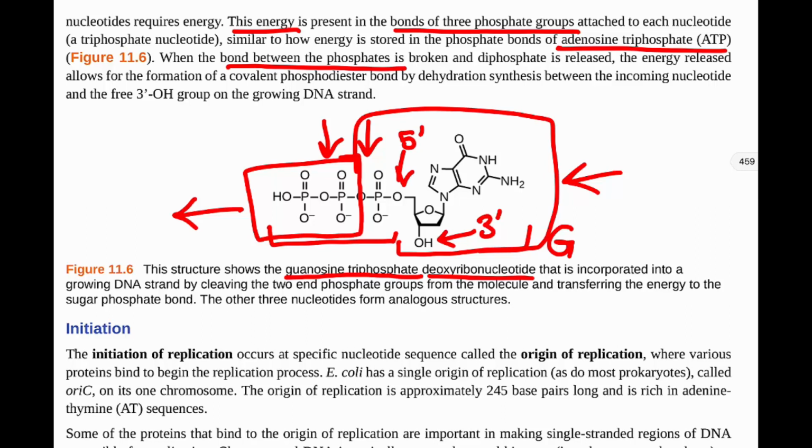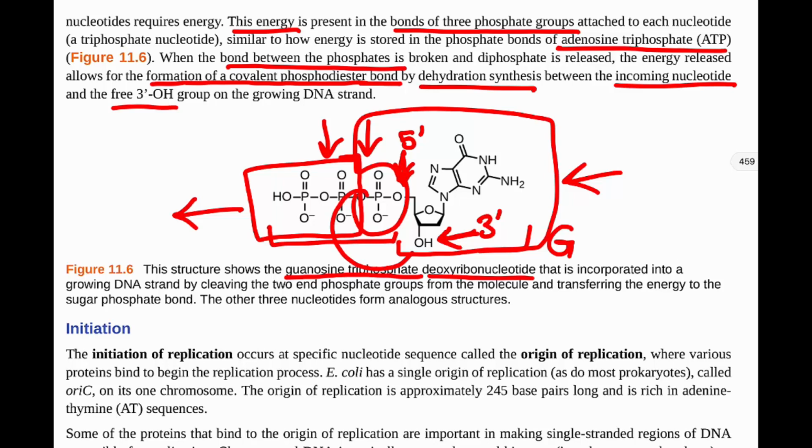So then we have the formation of a covalent phosphodiester bond by dehydration synthesis between our incoming nucleotide and the free 3' OH group on the growing DNA strand. So our 3' right here will then attach to this 5' on another group. We actually maintain this phosphate group here, and then it's going to be attached to this group over here on a different nucleotide, of course, not on itself. And we'll see that in just a moment.